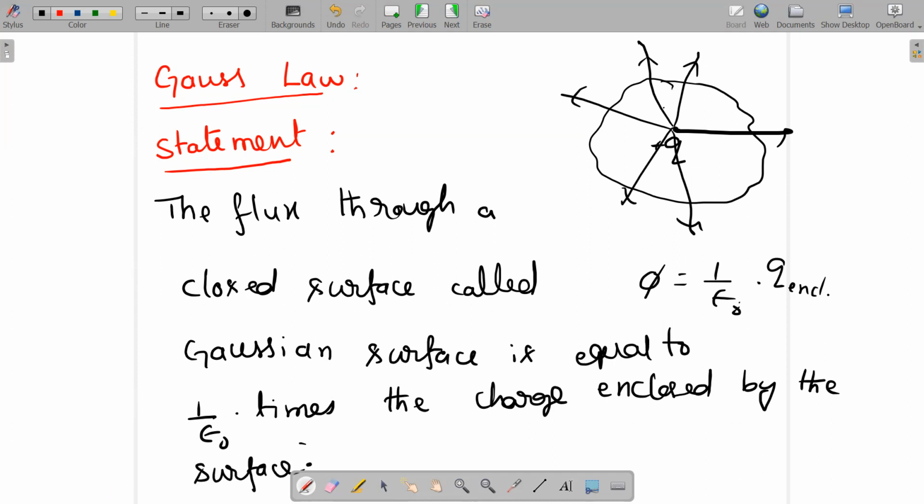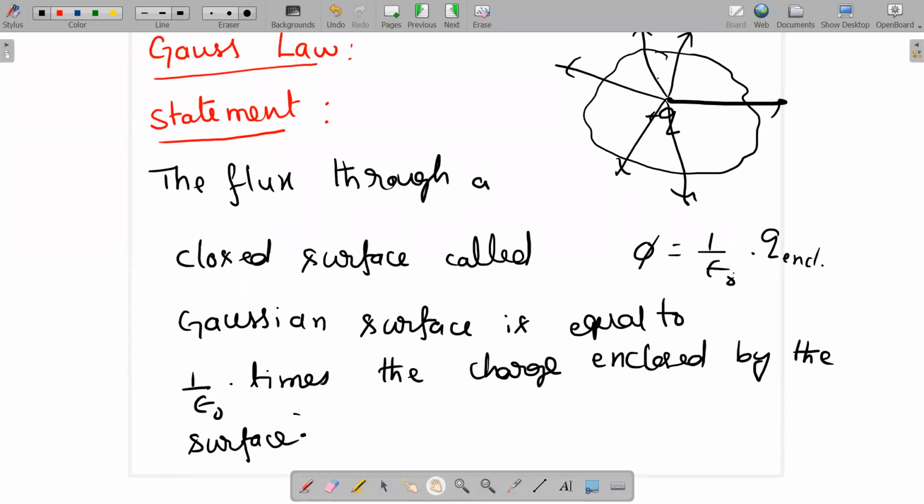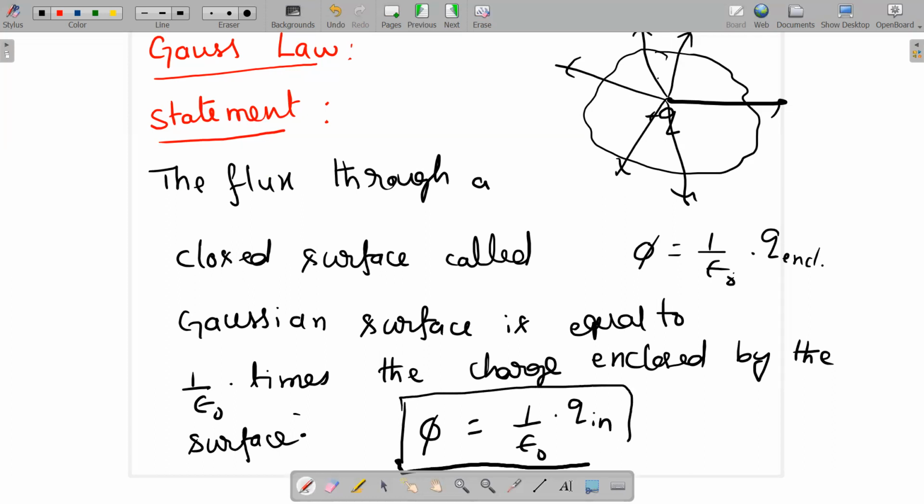Is it clear? So the flux through a closed surface called Gaussian surface, we also call it an imaginary closed surface, is equal to 1 by epsilon naught times the charge enclosed by that surface. Mathematically, flux phi is equal to 1 by epsilon naught into Q enclosed, or Q inside that closed surface. This is the mathematical expression for Gauss law. So Gauss law gives flux through a closed surface. Is it clear guys, everyone?